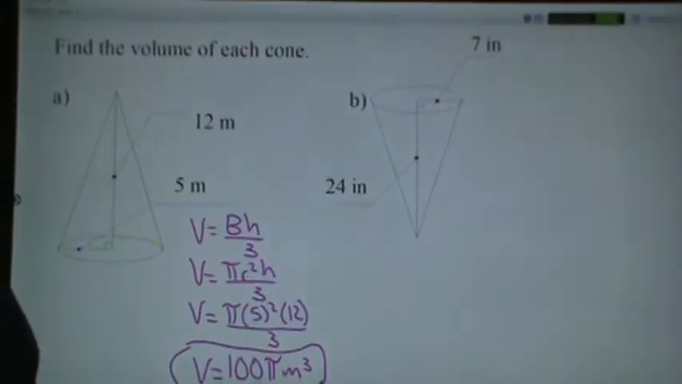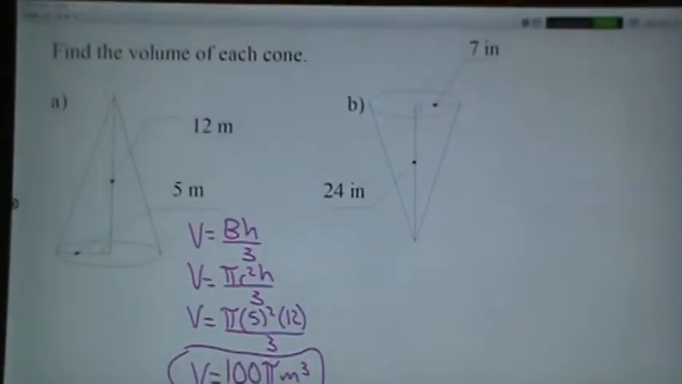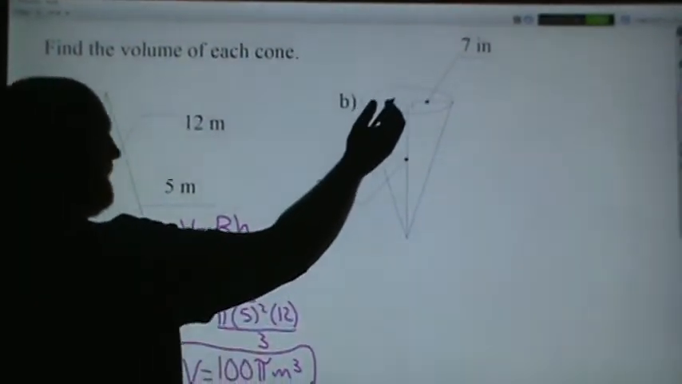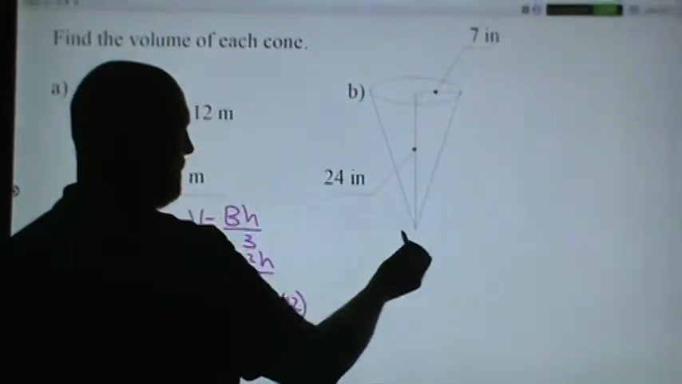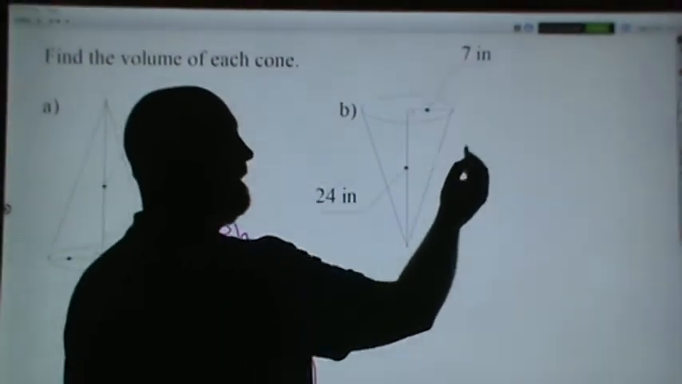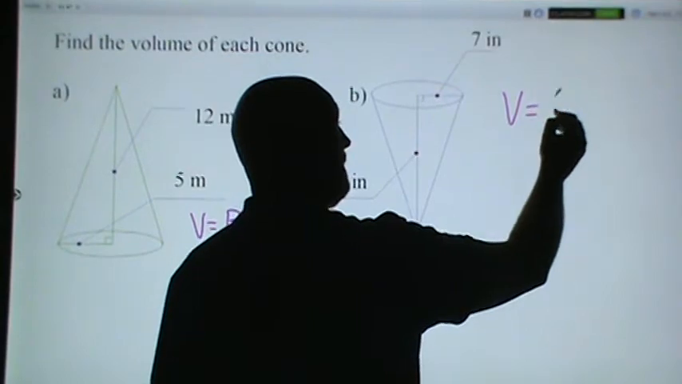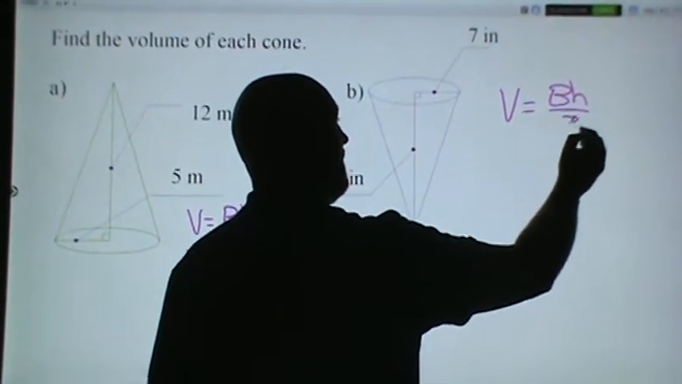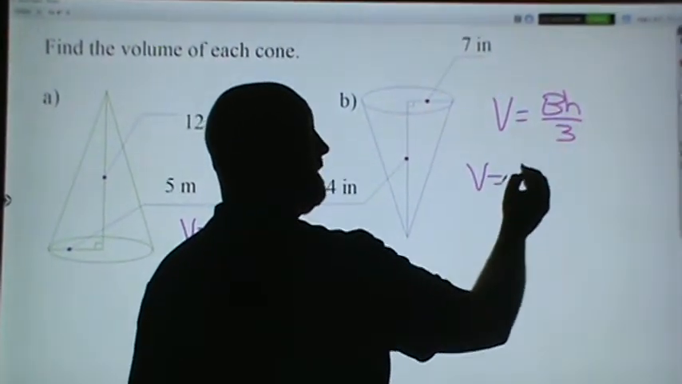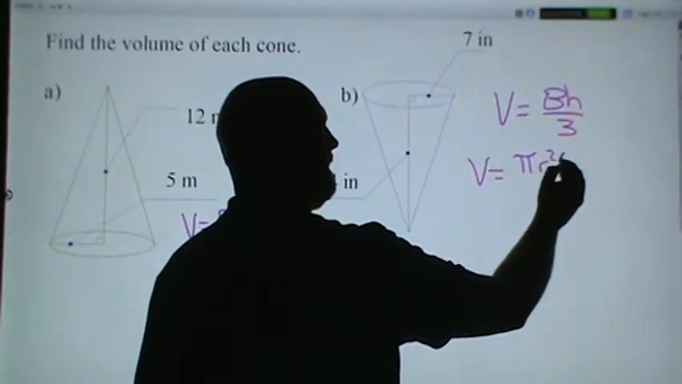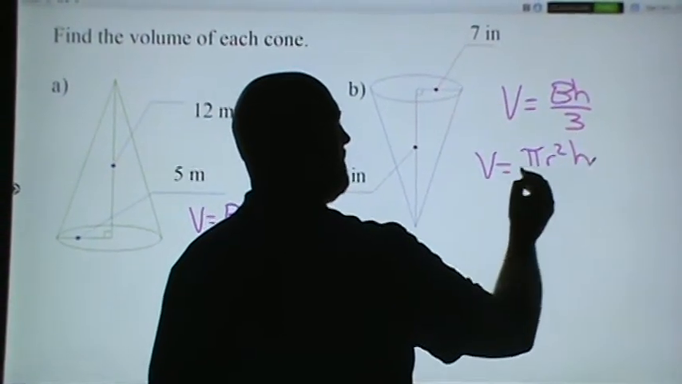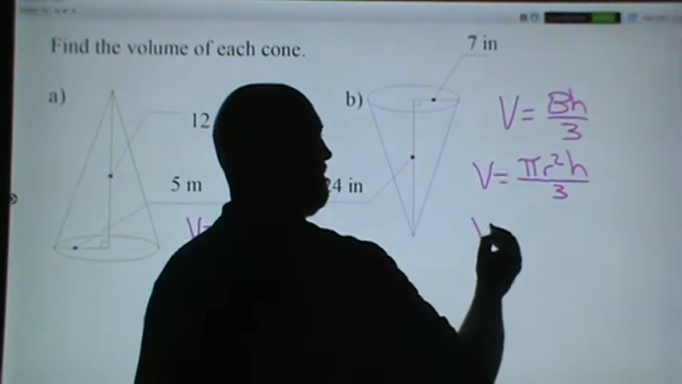Over here we have a cone. It points down. It's still a cone. It's just turned upside down. It has a circular base. It comes to a single point. It's a cone. When we have that single base, volume equals area of the base times height divided by 3. Since we have a circle at the base, we put pi r squared in for the area of the base. We keep the height. We keep the divided by 3.